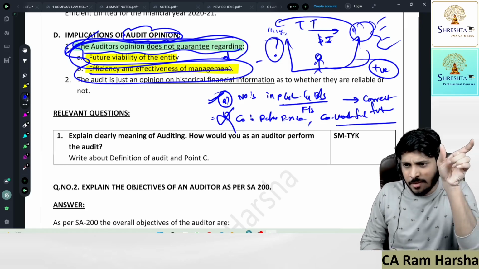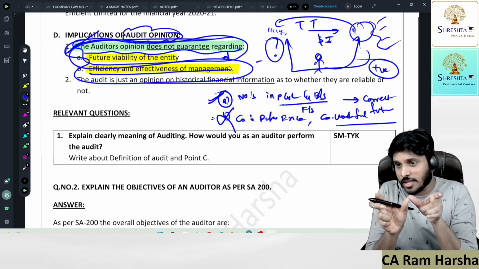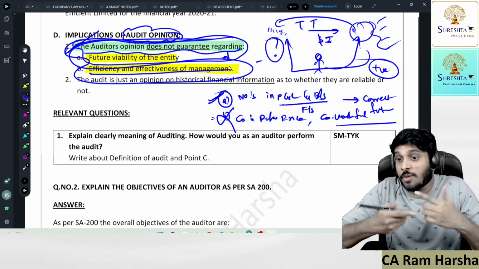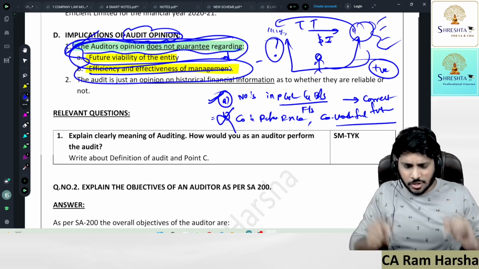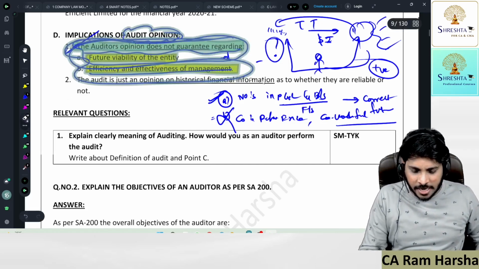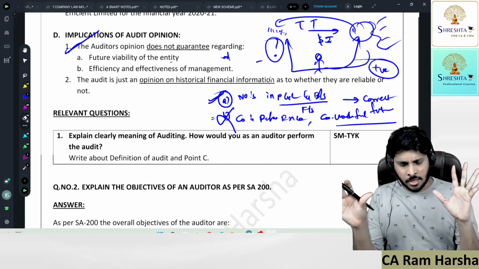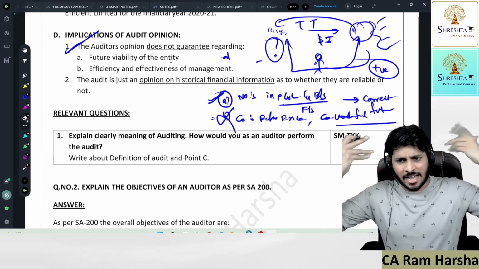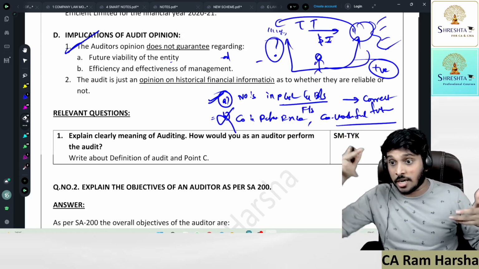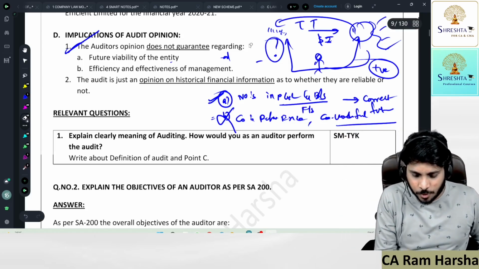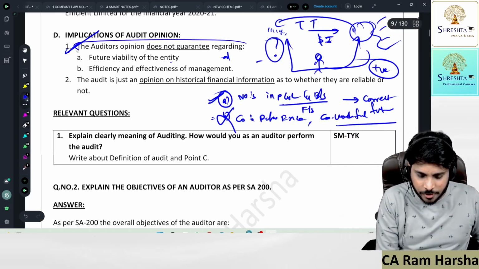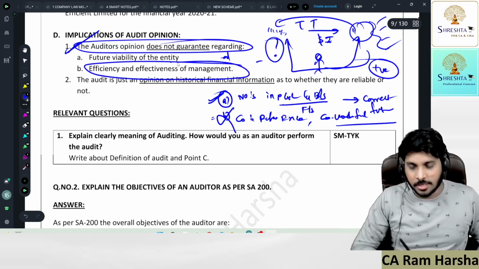So when there is a main point with a subpoint below, read both together. Then only you get the proper meaning. Many students read: auditor opinion does not guarantee regarding future viability of the entity. Over, understood. Efficiency and effectiveness of management. Sir, I am not understanding. Only the sentence you understood, the concept you are not understanding. If you read this and this together, it's a subpoint, no?